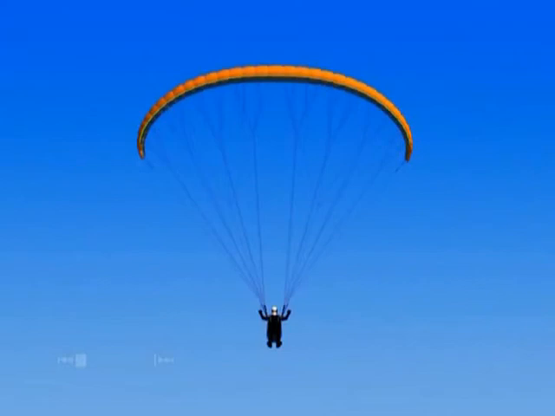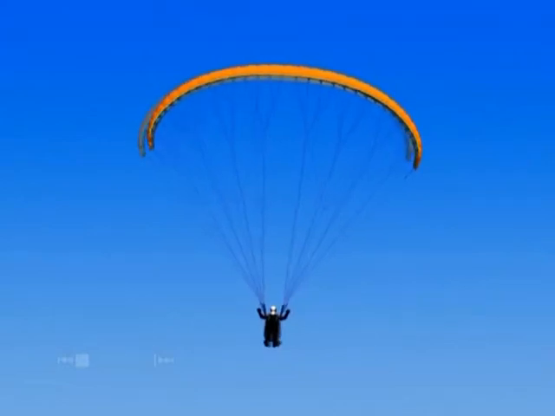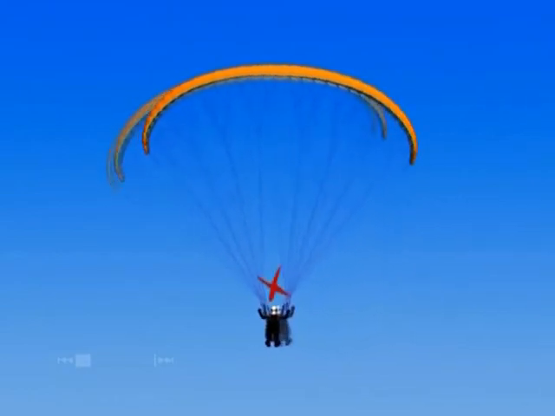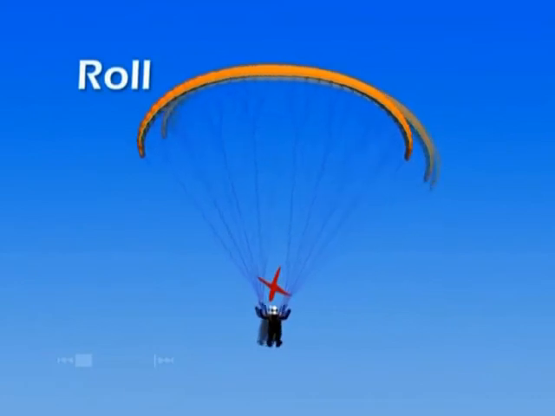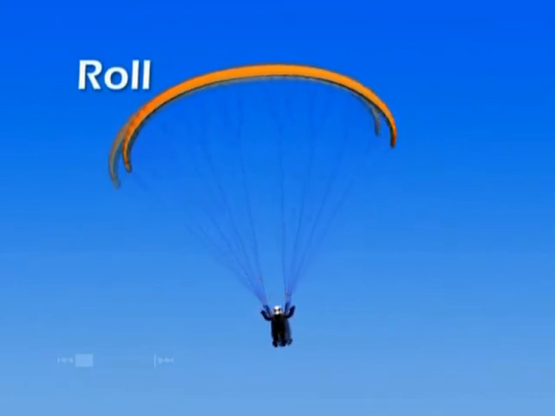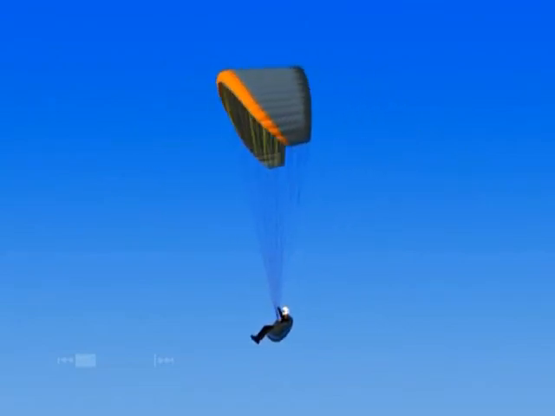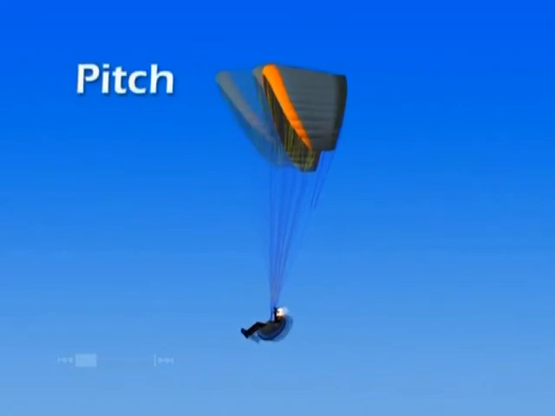First off, let's look at a model showing the pilot and the paraglider's combined center of gravity. It's located just above the pilot's head. This right-to-left motion, called roll, is induced by the pilot or is caused when part of the wing comes into contact with a thermal. The second movement of the wing is the pitch.